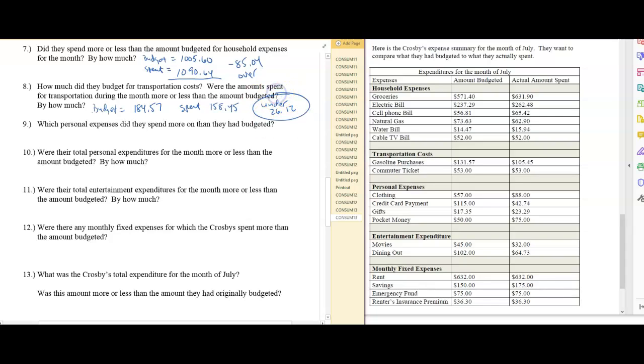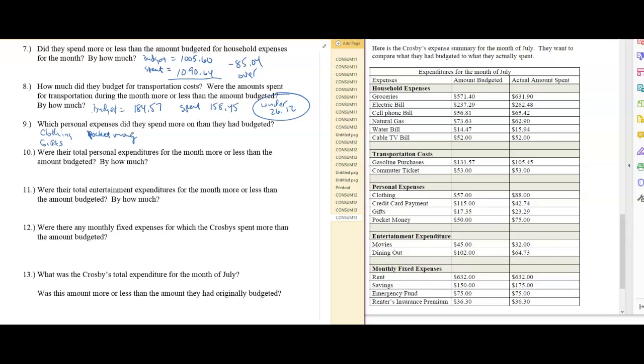Okay. So number 9, which personal expenditures for the month did they spend more than they budgeted? Clothing, they went way over. Credit card payment, they were good. Gifts, they went over. And pocket money, they went over. Were their total personal expenditures for the month more or less than the amount budgeted?